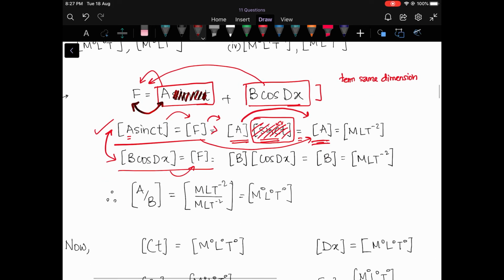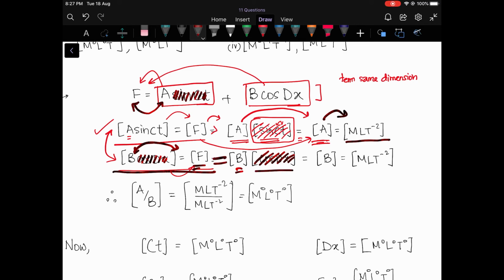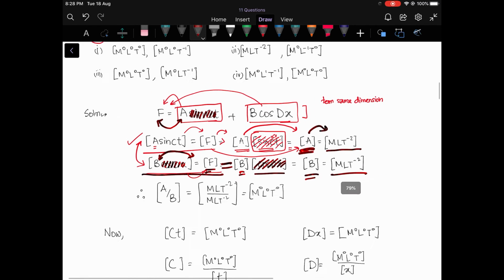And we know the dimension of force is MLT^-2, so we have written the dimension of a equal to that. Again, from this equation also, cos dx doesn't have any dimensions, so the dimension of b must be equal to the dimension of force. When we write separately, I can remove this part because it doesn't have dimensions. So the dimension of b will be equal to the dimension of force, that is MLT^-2. So we got the dimensions of a and b.